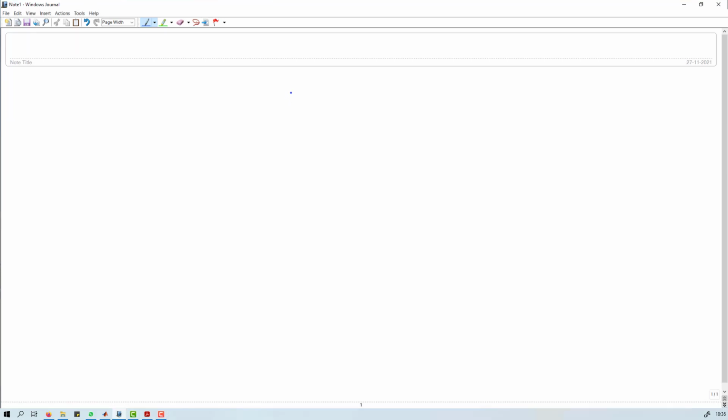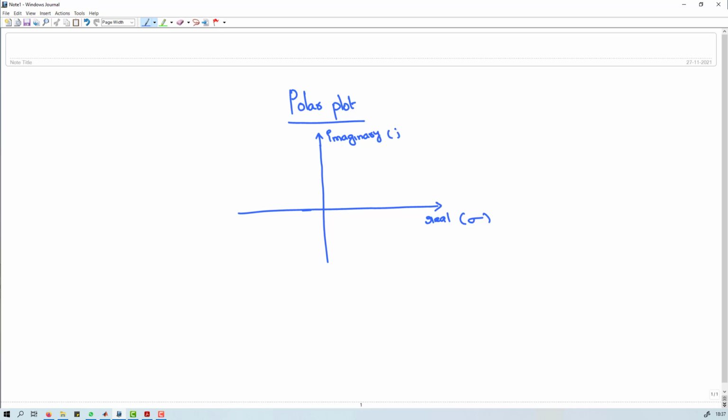One of the important topics in control systems is the polar plot. We will discuss the polar plot in detail. This polar plot has two axes. One is a real axis, which is represented by sigma. The other is the imaginary axis, which is represented by j omega. So it is something like the x plus jy form.